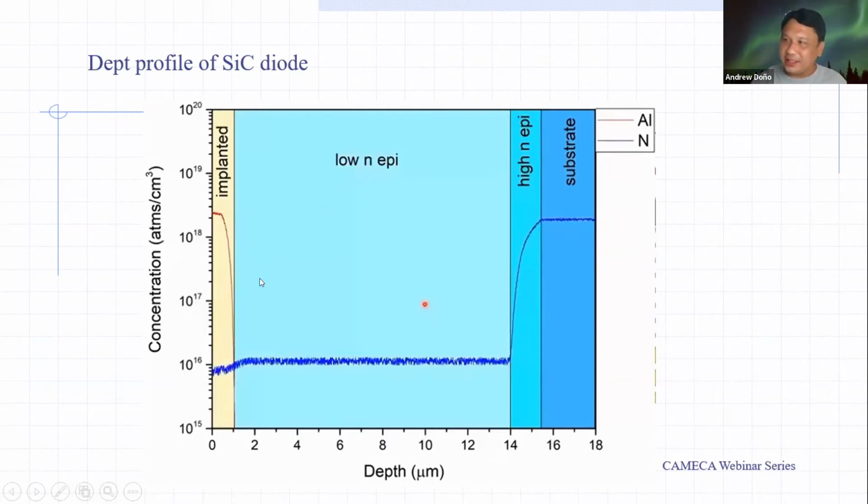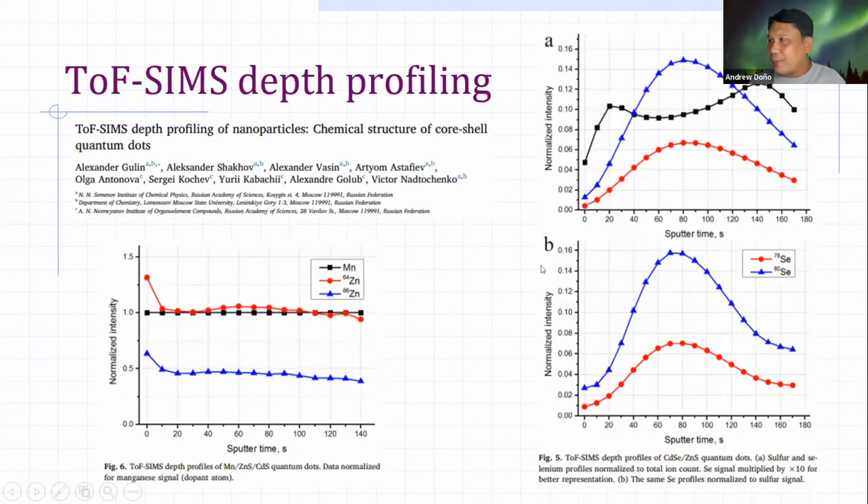So as you can see, the diode is implanted with aluminum in this part, aluminum with a certain depth. And also you can see the epitaxial growth of low N and also high N epitaxial growth, then the substrate. So you can see here in the x-axis the depth profile.